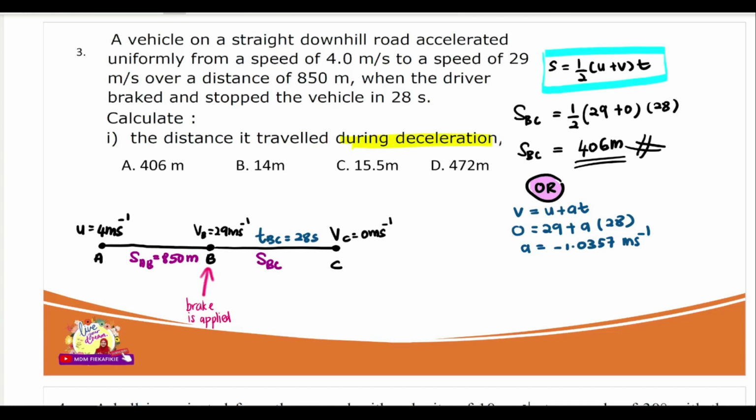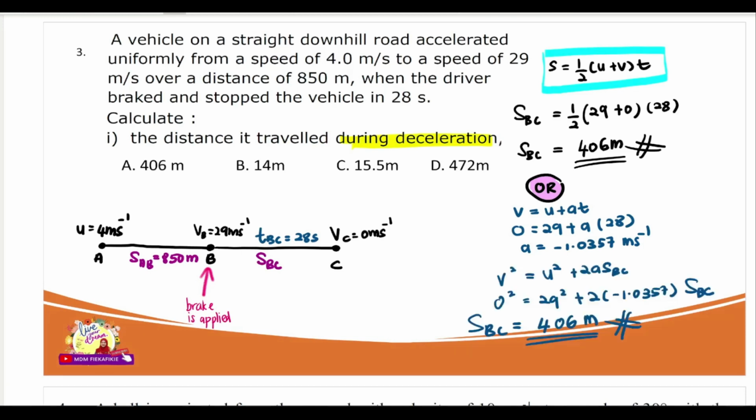Once we have A, then we can find SBC by using equation V squared equal to U squared plus 2 A SBC. V is 0, U earlier was 29, deceleration of negative 1.0357, and SBC we can get its value, which is 406 meter. We will get the same answer. So that finishes question number 3. So let's proceed to question number 4.